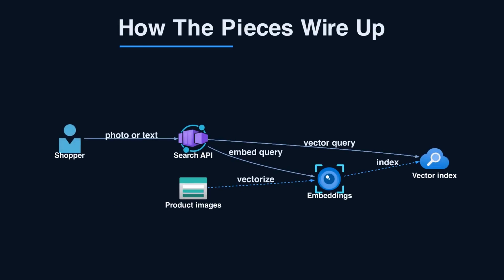Here is the whole system on one board. Product images land in blob storage. Azure AI Vision turns each image into a vector. Those vectors go into an Azure AI Search index. At query time, a photo or phrase becomes a vector too. Search returns the nearest products. We cover embeddings, the index, and querying. The querying step hides the gotcha.